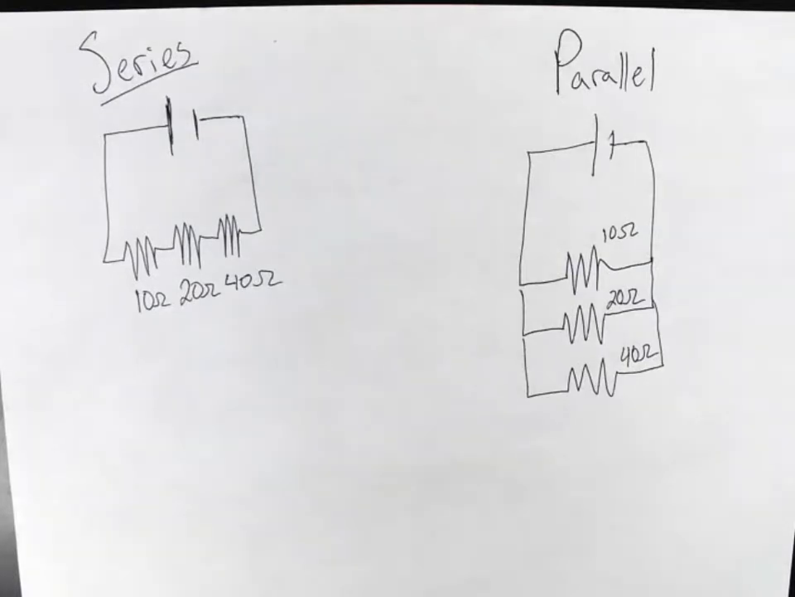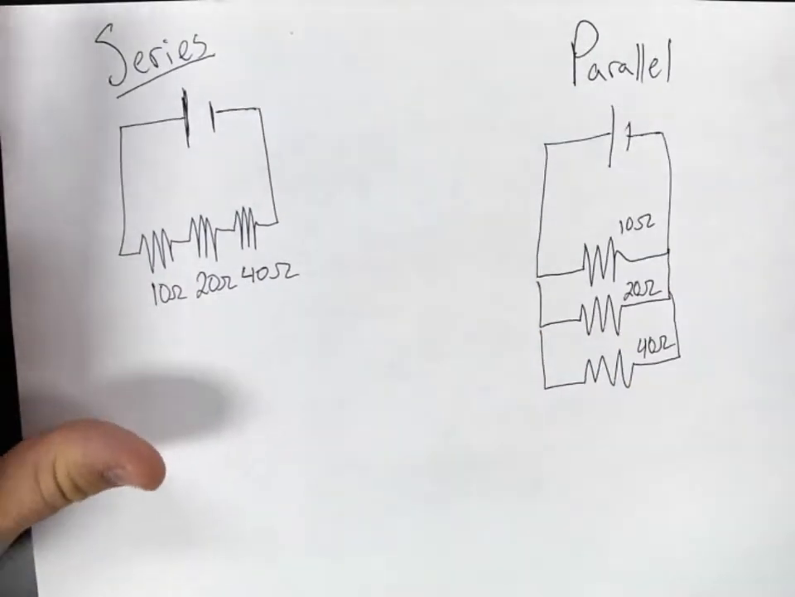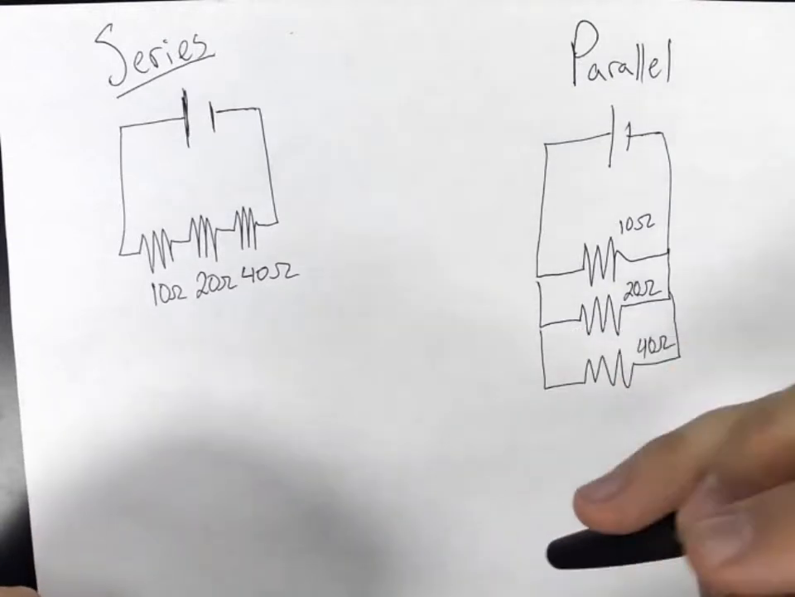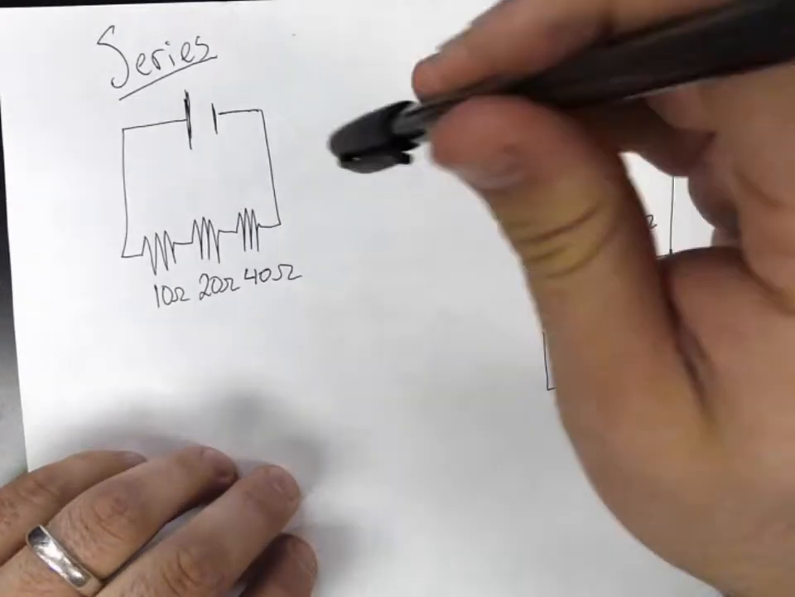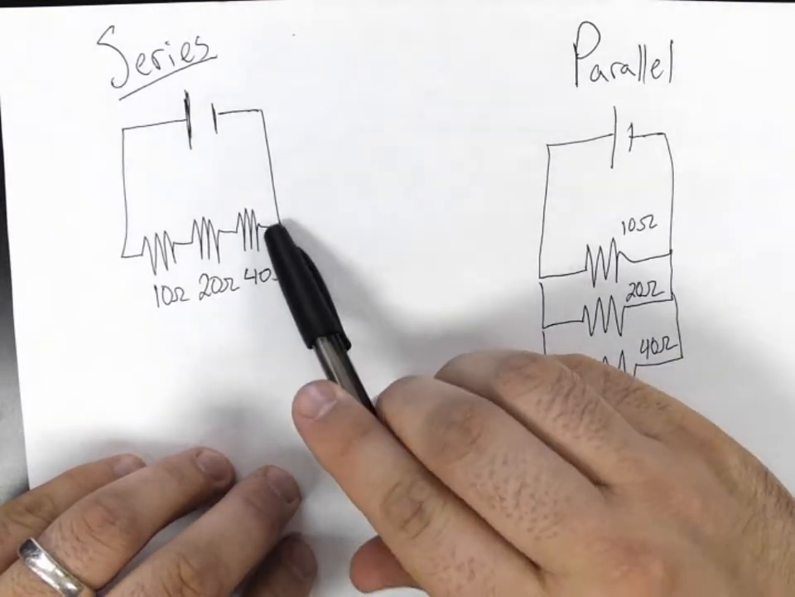Okay, so I'm doing this rather fast because we don't have a ton of time. Let's talk about the general case first, and then we'll go on to a more complex example. We have two different types of circuits we've been talking about: series and parallel.